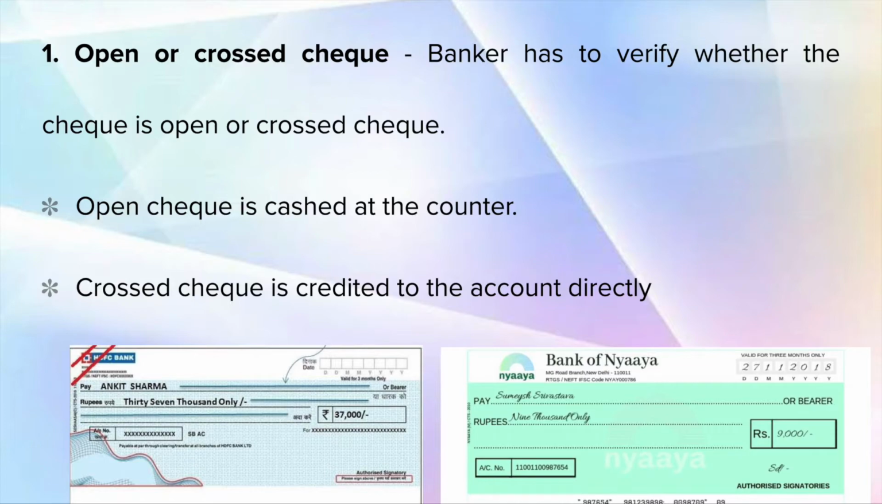Now when Mr. B goes to SBI and asks for money, because it is a cross check, the cashier won't give him money in cash. Instead, what will the cashier do? The cashier at the bank will credit that 5,000 rupees directly to his account. Clear? Directly to his savings account. So from the account, Mr. B can withdraw the money and use it. Clear? So the number one thing a paying banker has to check is whether it is an open or a cross check.